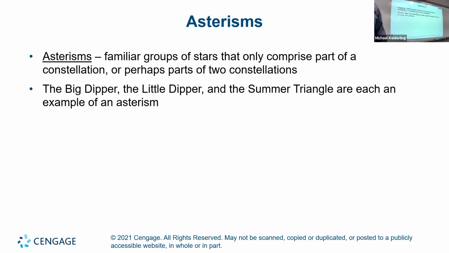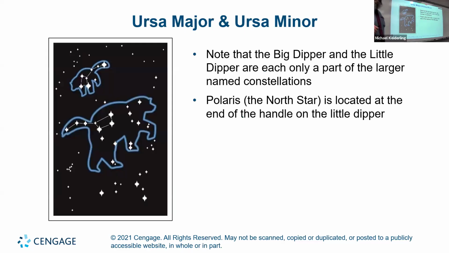And then asterisms are familiar groups of stars that only comprise part of a constellation or perhaps parts of 2 constellations. So some examples are the Big Dipper, the Little Dipper, and the Summer Triangle. The Big Dipper is in Ursa Major. The Little Dipper is in Ursa Minor. And I don't remember what the Summer Triangle is. But yeah, again, the constellations are basically arbitrary.